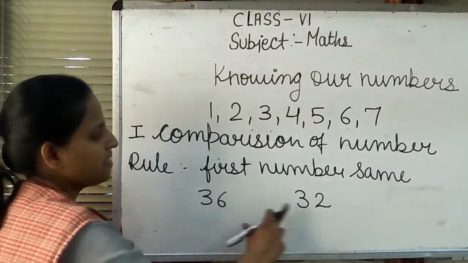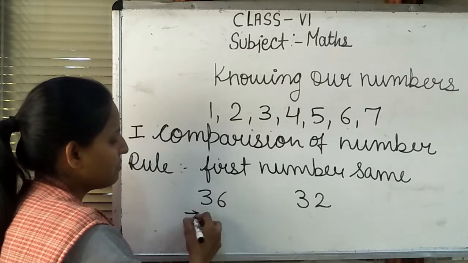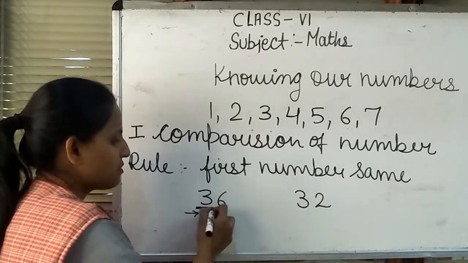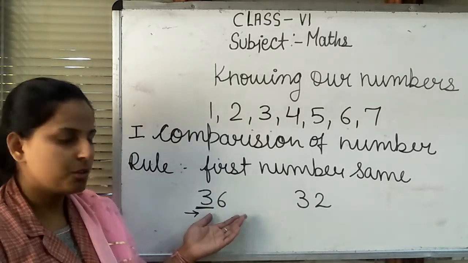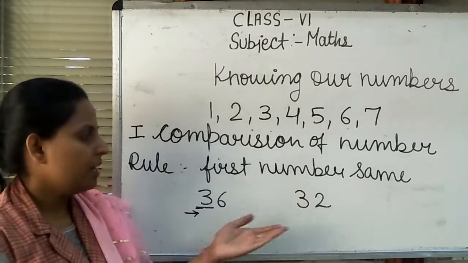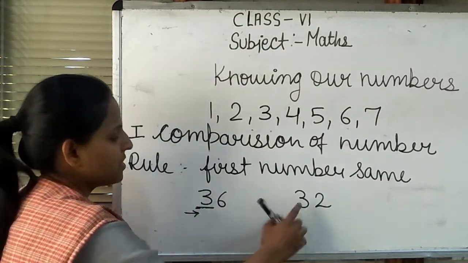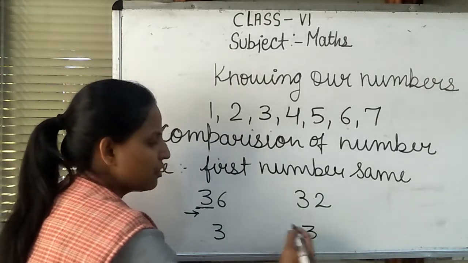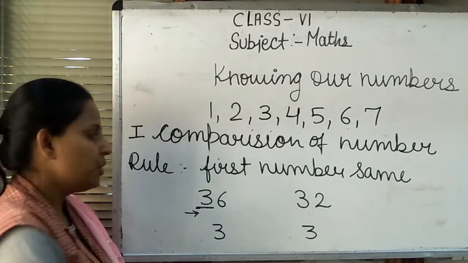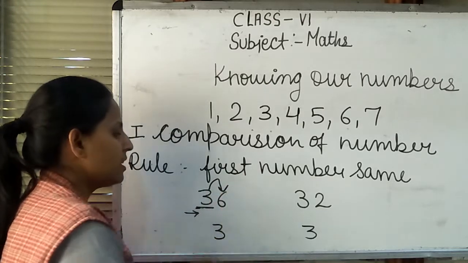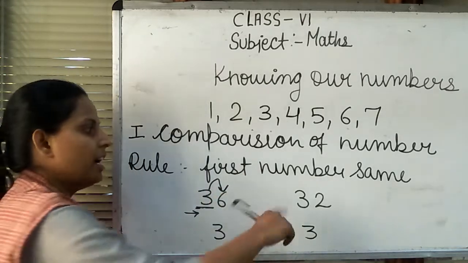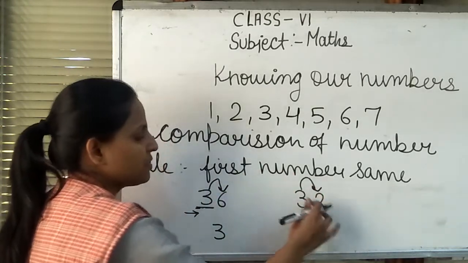In 36 and 32 I start the comparison from the left hand side, and the first number is 3. First we apply the digit count rule: both are two digit numbers. Next we check the first number of each. In the first it is 3 and in the second it is also 3. Both have 3. Next what do we do? We move to the next number, which is 6 here, and in the second we move to the next, which is 2.